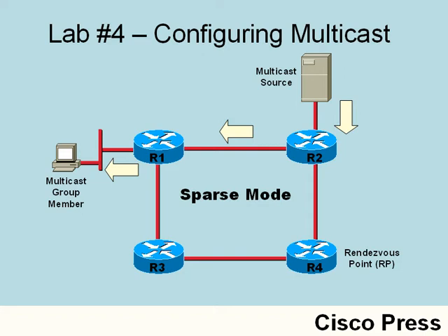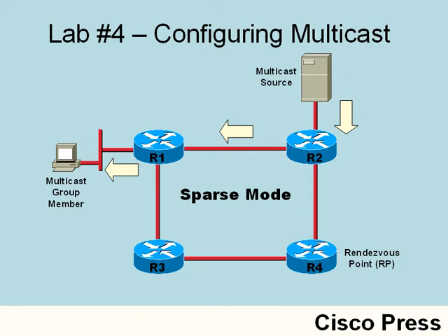We end up with the final steady state that we did in the dense mode description we just went through. However, we avoided that initial flood and prune behavior, and we're also going to be avoiding that flood and prune behavior that happens by default every 3 minutes in our network. So we're going to tend to use sparse mode in our configuration.